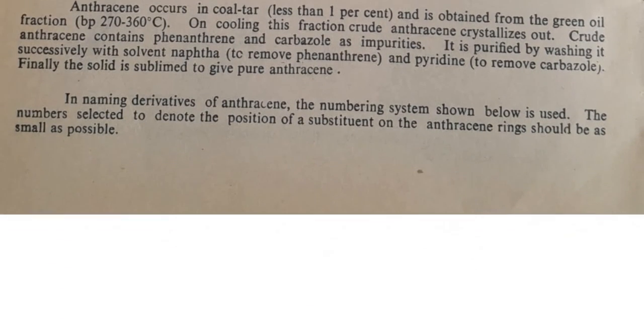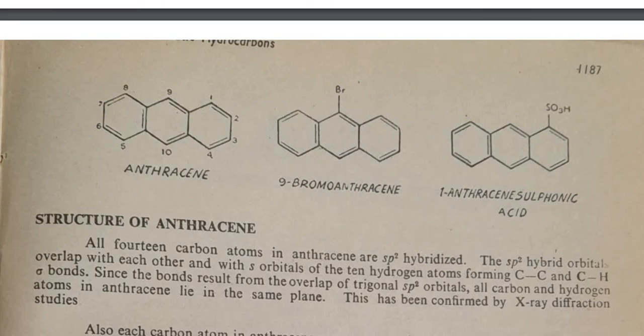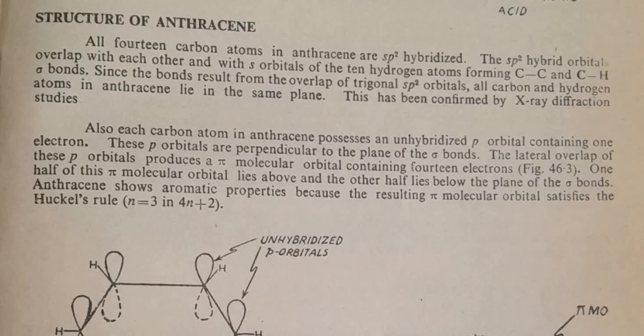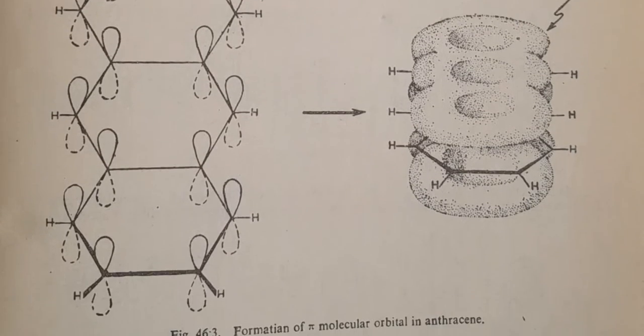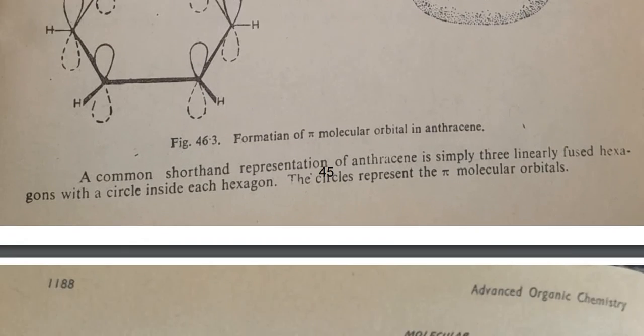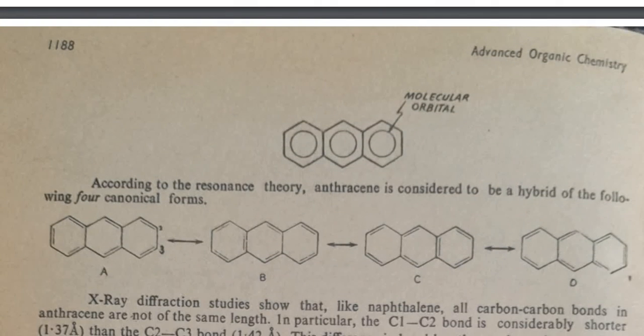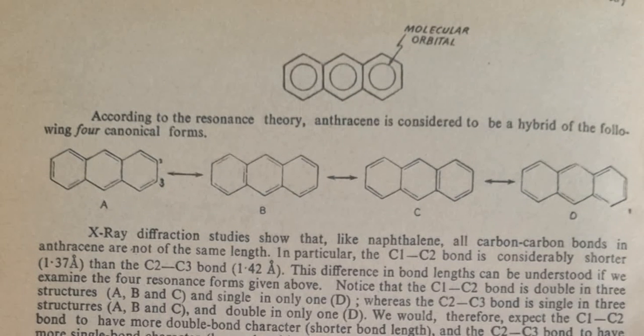Now anthracene, you know this is the structure of anthracene. You can check the 9-bromo, because bromine is present at the 9 position, that is why it is called 9-bromoanthracene, and 1-anthracene sulfonic acid. Now the structure of anthracene as it is, you can arrange and delocalize molecular orbitals here, giving 4 resonating forms of anthracene.